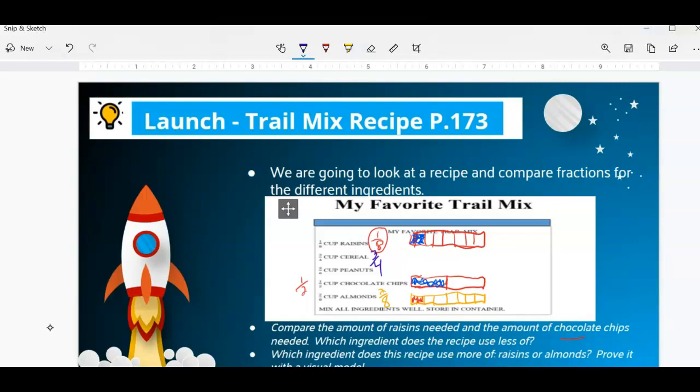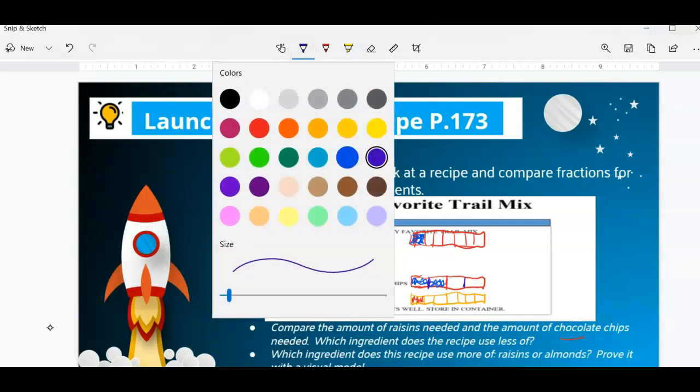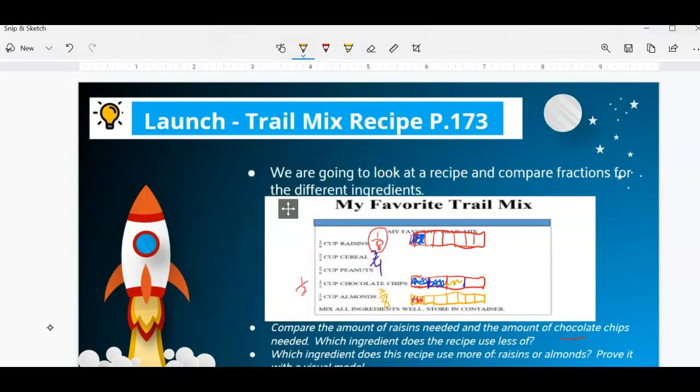model that I used for the chocolate chips, but I'm going to turn this 1/2 into fourths. And I'm going to do that by drawing the lines, 2 lines in the middle. Now it becomes fourths. And to make it 3/4, all I need to do is shade in one more of them. So now I've compared 3/4 and the 2/8, and you'll see that 3/4 is bigger than the 2/8. So 3/4 is bigger than 2/8.